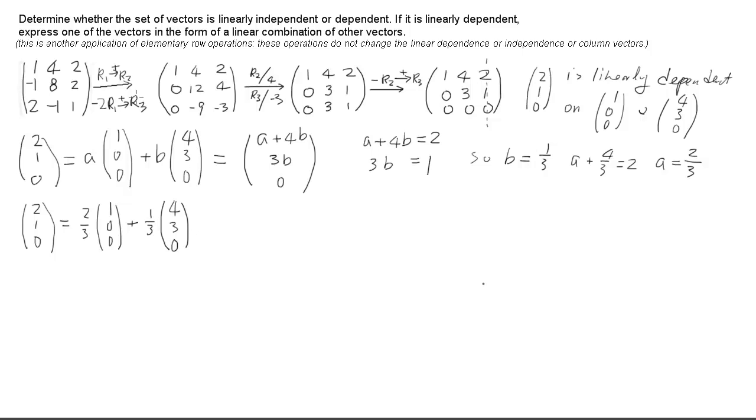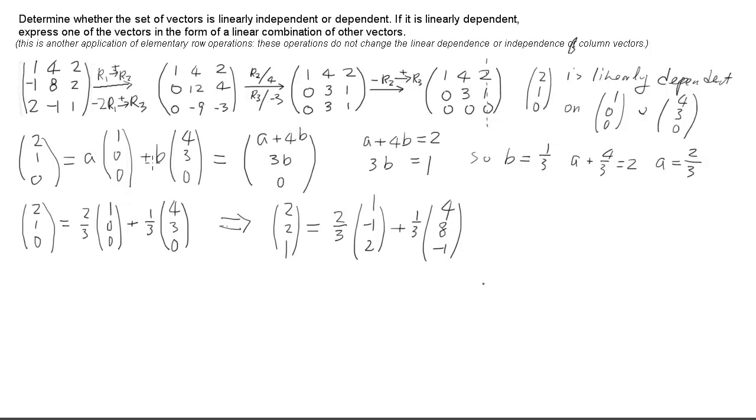Now, we are going to use our understanding about elementary row operations. We said these operations do not change the linear dependence or independence of the original column vectors. So the relationship between these three vectors over here is exactly the same as the ones we had over here. So translating back into the original vectors, this is what we have. We have 2, 2, 1. This is the corresponding vector over here. The last one is equal to 2/3 times 1, -1, and 2, the first one, and plus 1/3 times 4, 8, and -1.